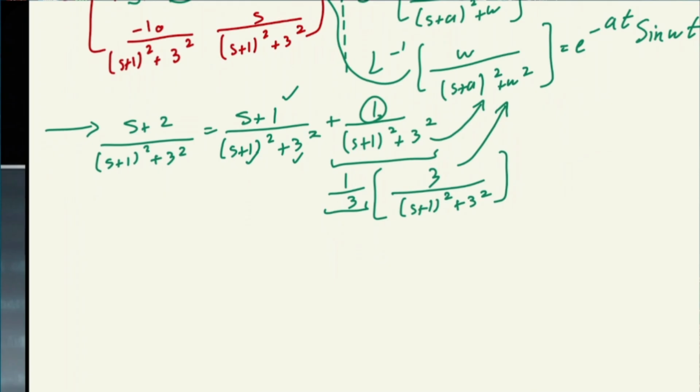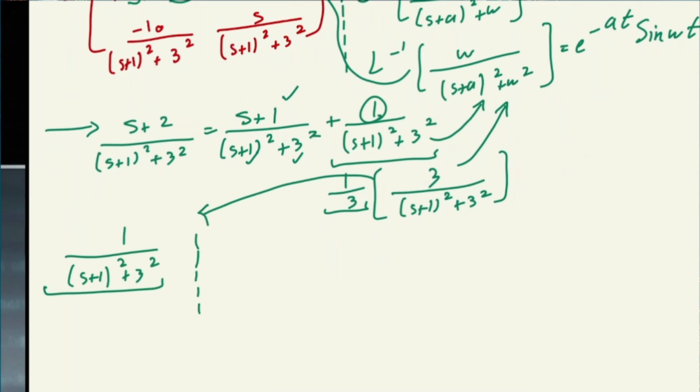Let's look at the top right, which we had as 1 divided by ((s plus 1) to the power of 2 plus 3 to the power of 2). Obviously, you can see that this is so similar to this, so we are going to do the same thing. I'm not going to do that; you obviously can do it better than me. Let's look at the bottom left.